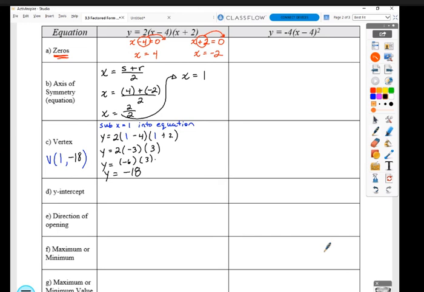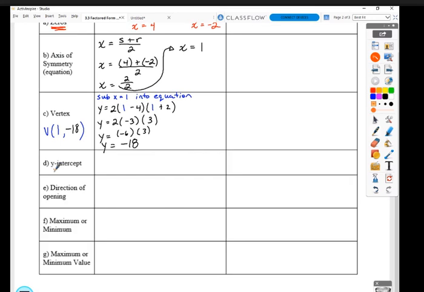Well, the y-intercept exists when x equals 0, right? So we're going to set x equal to 0, just like we did in grade 9 for the linear equations. So we'll say, okay, y equals 2, and we'll say 0 minus 4, 0 plus 2. I get 2 times -4 times +2. I'm running out of space here. 2 times -4, -8 times 2, -16. So the y-intercept is at -16.